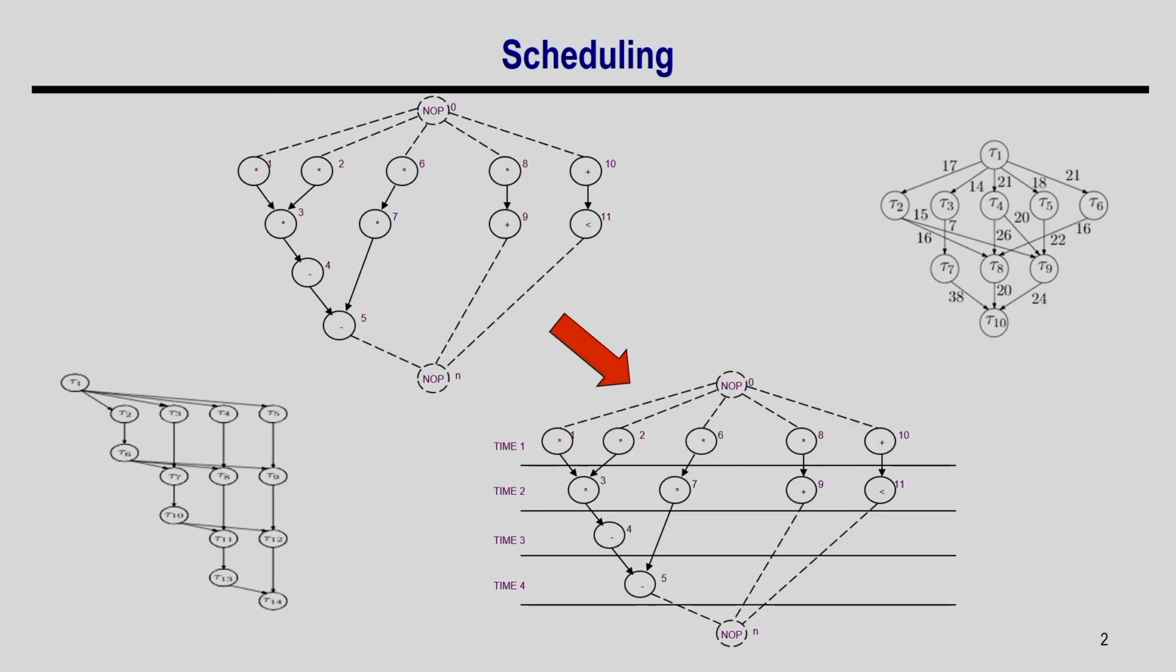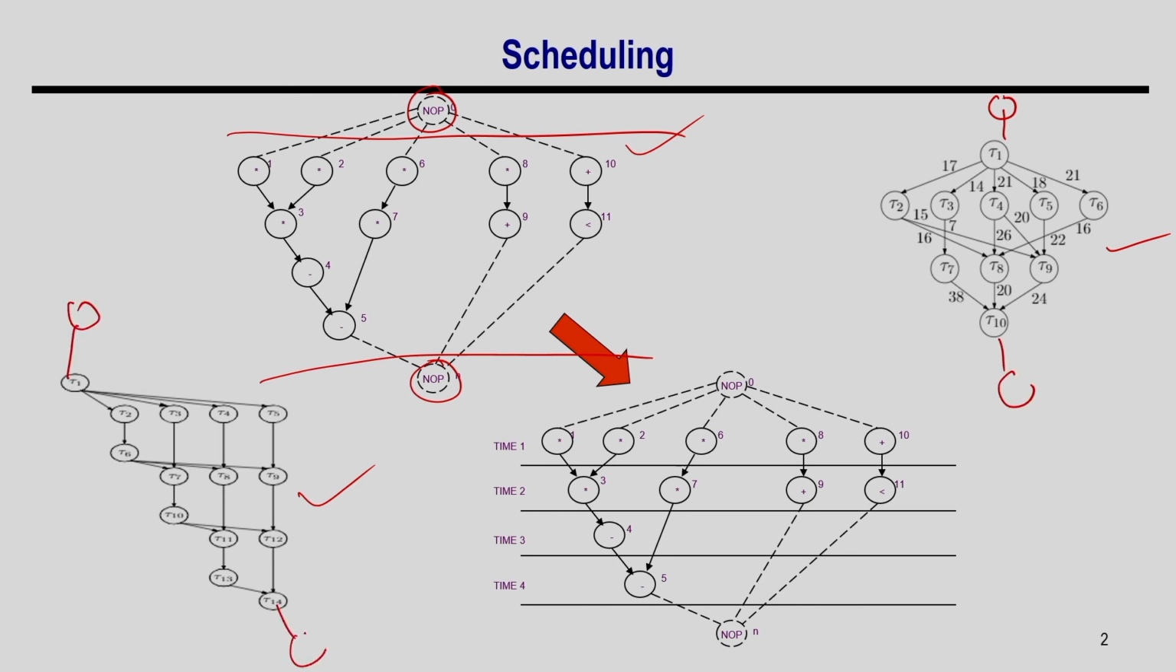Now, to understand this, here I have taken various types of graphs. This is one graph, this is another graph, and this is another graph, and this is my source node and this is the sink node. You can exclude the source node and sink node because they are dummy nodes. For this graph this is the source node and this is the sink node, and for this graph also there is a source node and a sink node.